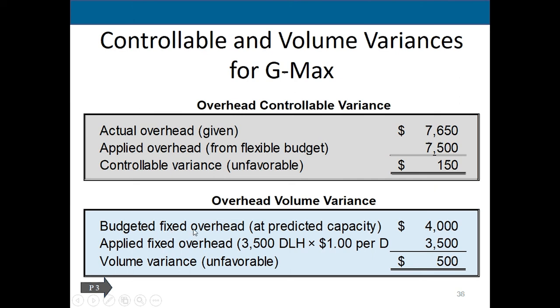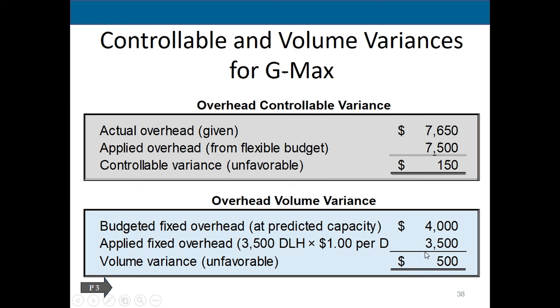If we take the budgeted fixed overhead at the predicted capacity, right? Our predicted capacity was 80%, and that was 4,000, right? It's actually going to be, fixed is going to be the same no matter what. And then our applied fixed overhead was 3,500 because there was $1 in there. Remember that $1? So that's 500, unfavorable as well. And that feels a little bit weird because if you're saying that the budgeted expense was 4,000, but we only used up 3,500, why isn't this favorable? Because this looks like we spent less than we budgeted to, right? That would normally look like it's favorable.